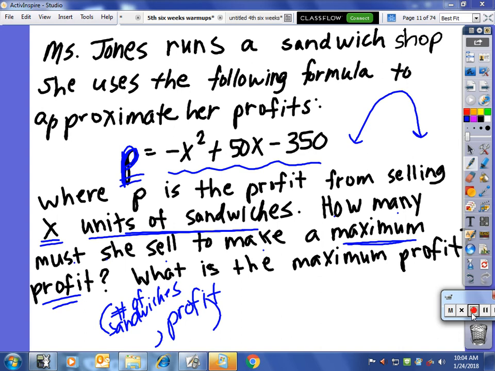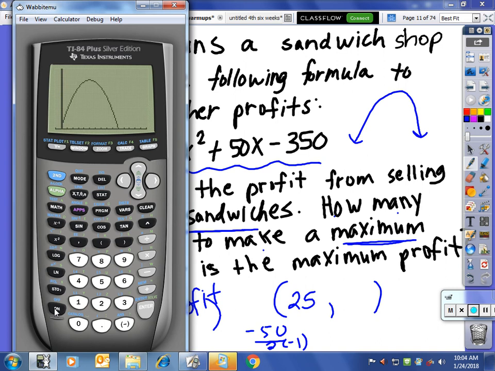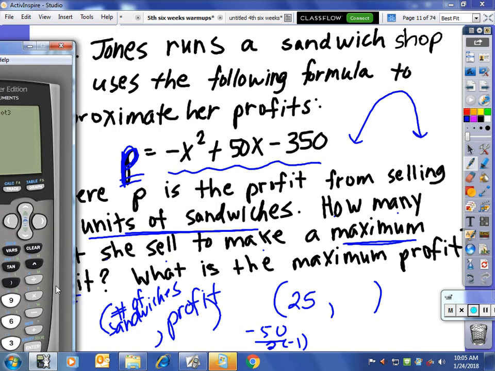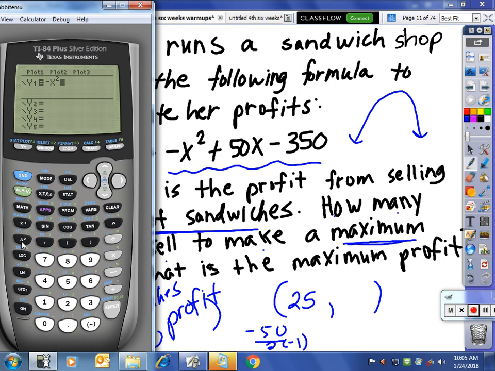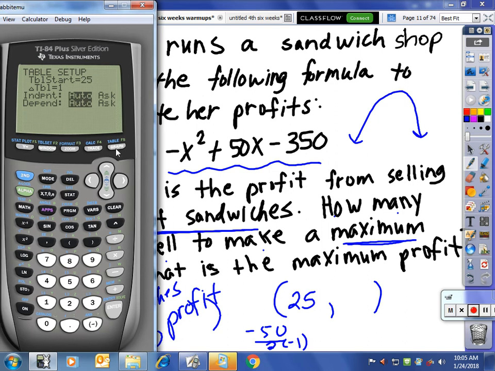What is the X value of the vertex here? Okay, so that's the part you do in your brain. The opposite of B divided by 2 times A. Then you turn to your calculator. Please, if you haven't already, please reset your calculator. I want you to reset your calculator because changing the window is part of our lesson today. Okay, so we're going to put in the function rule. Y equals negative x squared plus 50x minus 350. And we just figured out the x value of the vertex is 25, so I'm going to tell my table to start at 25.